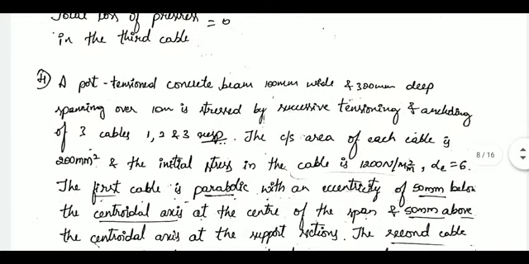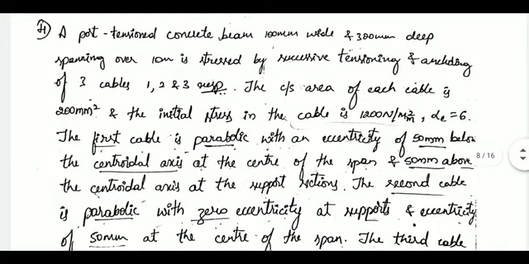And next, a post-tensioned concrete beam, this is the next problem. A post-tensioned concrete beam 100 mm wide, 300 mm deep, spanning 10 meters, is stressed by successive tensioning and anchoring of 3 cables 1, 2, 3 respectively. The cross section of each cable is 200 mm square. Each cable is given, be careful. And the initial stress in the cable is 1200 Newton per mm square. Alpha E, the modular ratio, is 6.